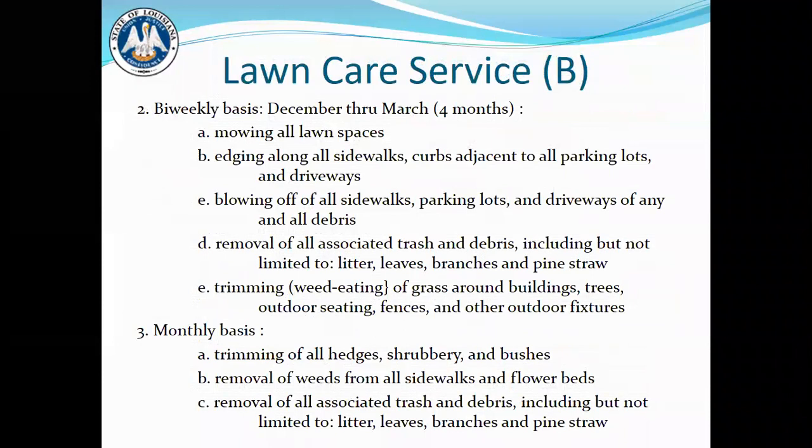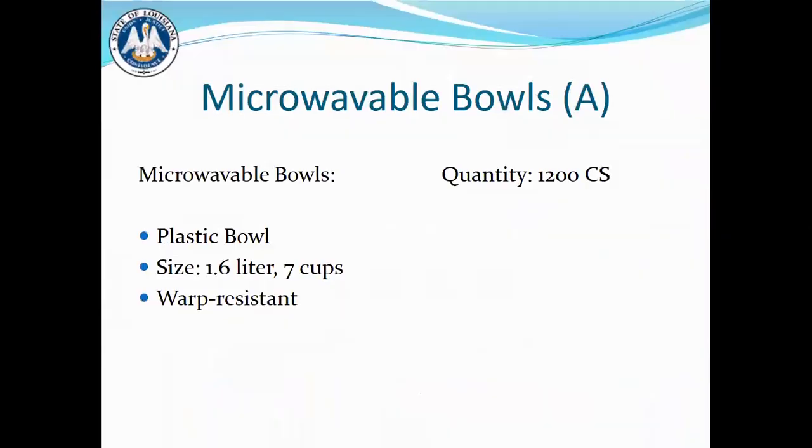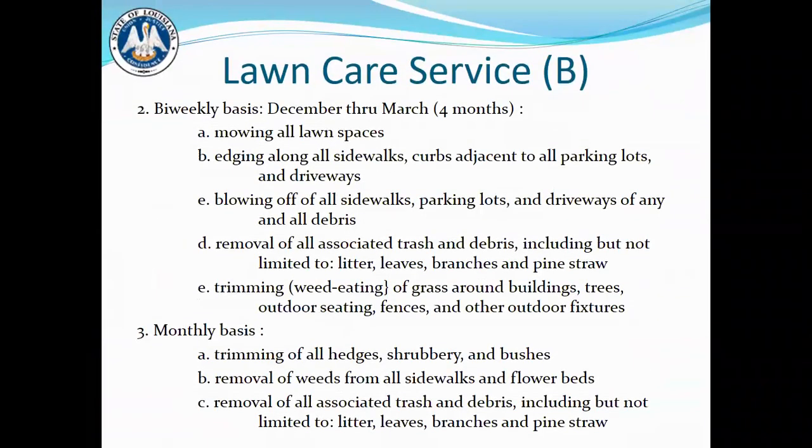So on a bi-weekly basis, so December through March, which is 4 months, you're going to mow all lawn spaces, edging along all sidewalks, curbs adjacent to all parking lots. So this is just more of the same specifications as the weekly, just a little more in detail for those months. And then you have monthly basis. And so as you can see, the frequency breakdown was a huge part of this, where it goes into more concise detail.